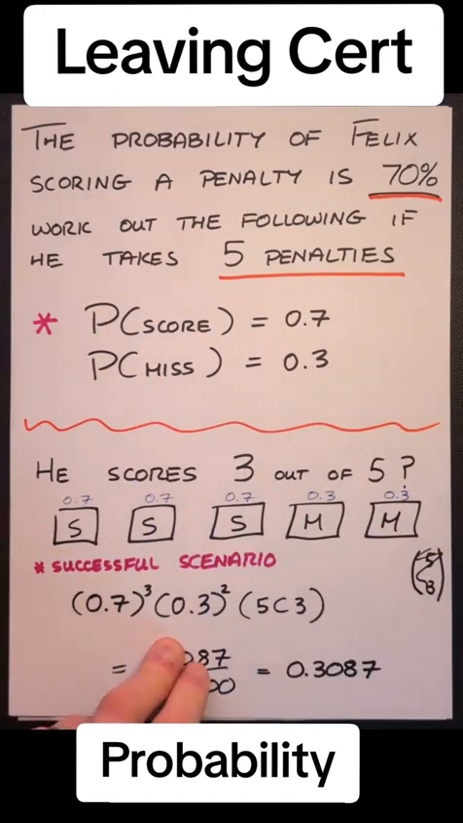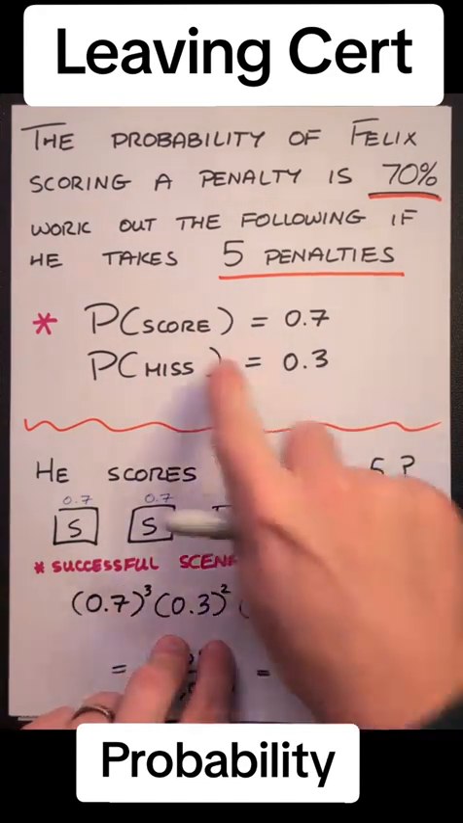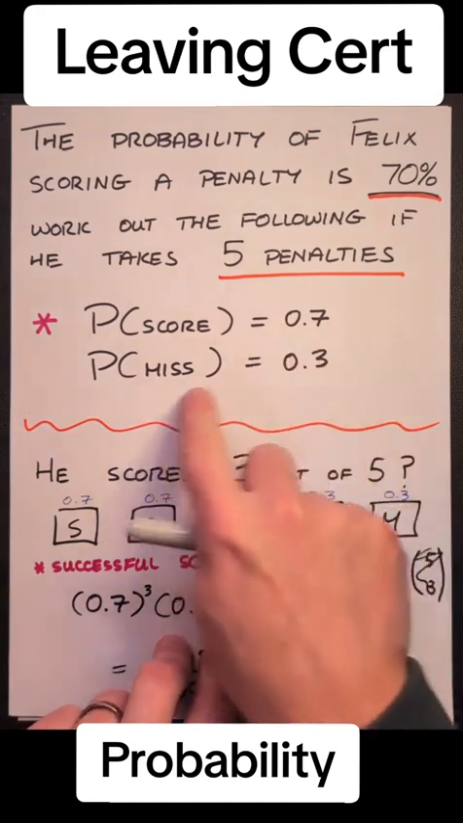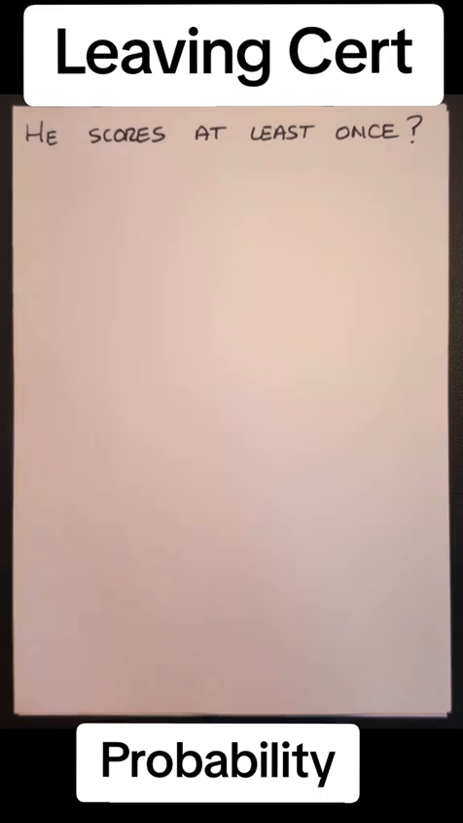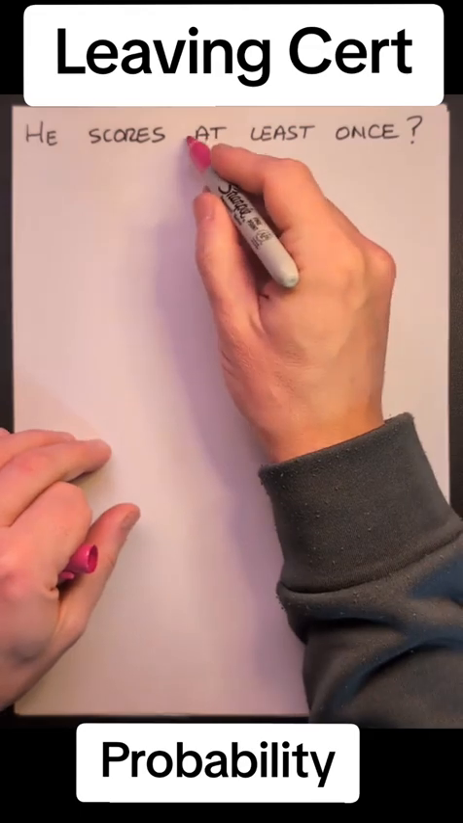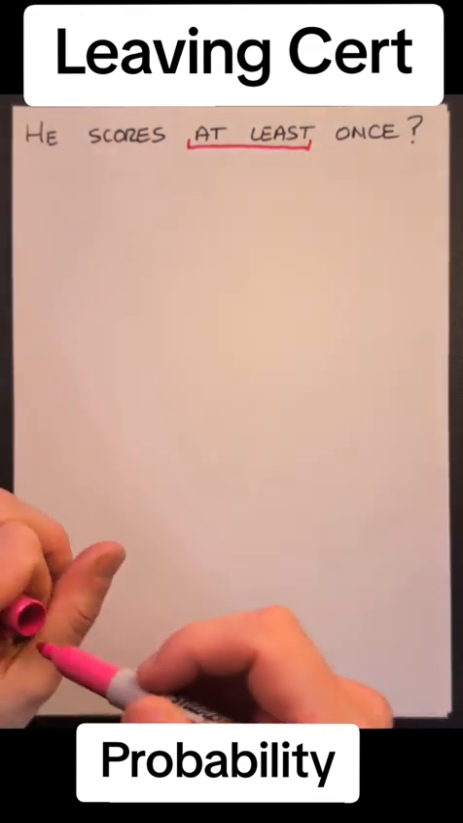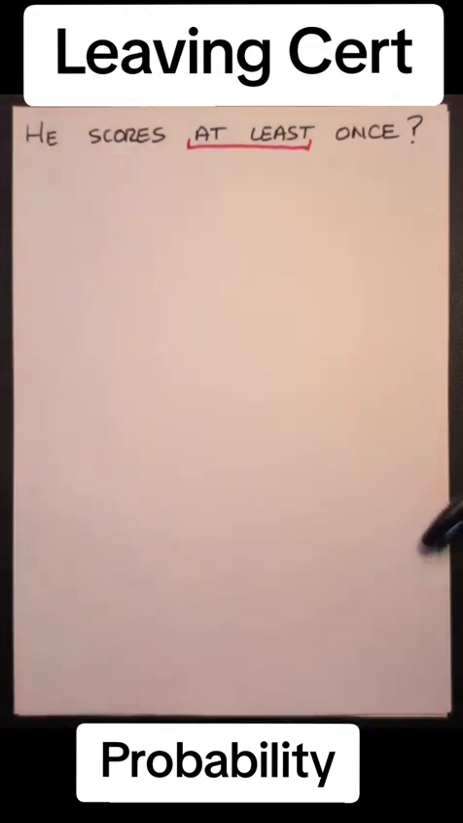We're going to stick with these probabilities for the next 3 questions. So remember, the probability of score is 0.7, the probability of miss is 0.3. So now we have this one, where he scores at least once. You'll actually see this quite a bit. It's a unique little question, and you may have heard your teacher say, if you see the word "at least", it's a 1 minus the probability type question, but I'll explain why.